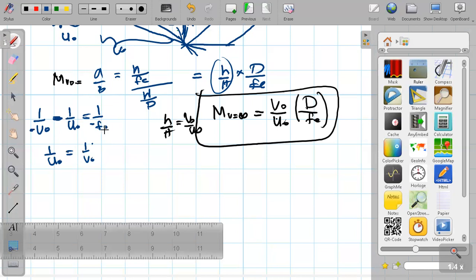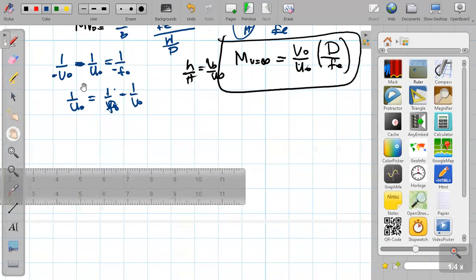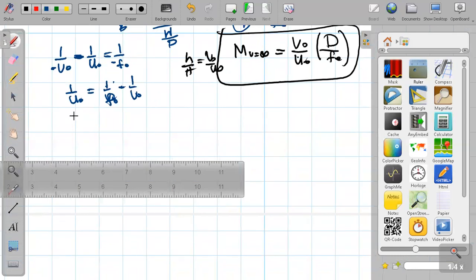Negative sign, then you bring 1 over f naught minus 1 over v naught will be here. So you multiply by v naught each time. V naught over u naught equals v naught over f naught minus v naught over v naught. So v naught over u naught equals v naught over f naught minus 1.